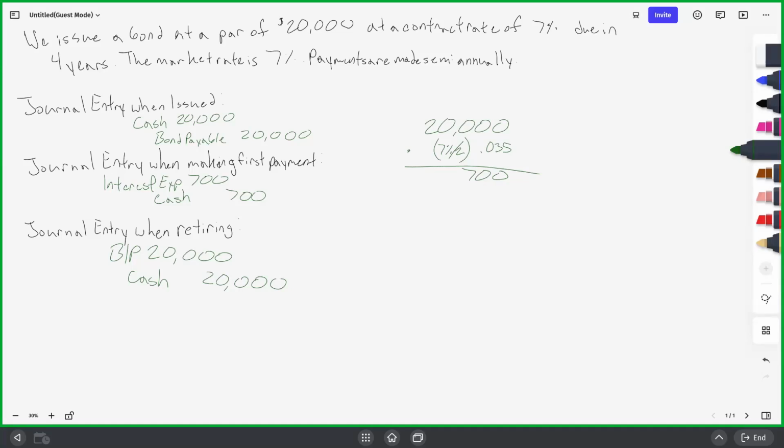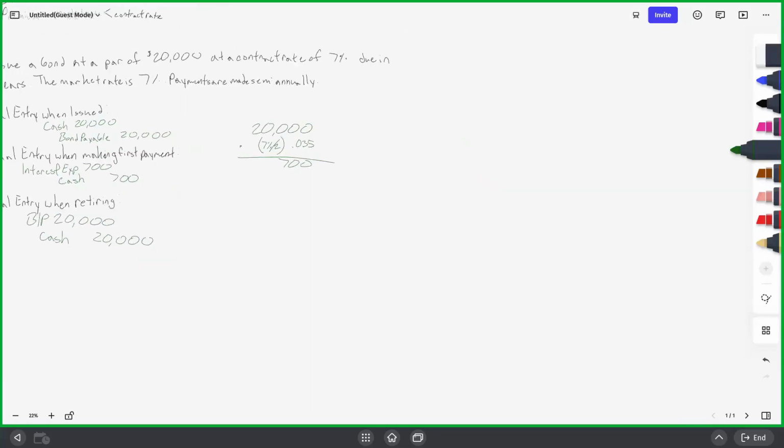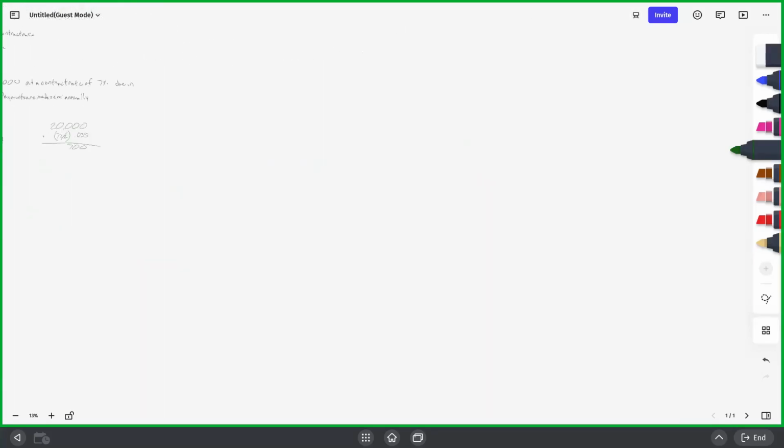So anyway, I want to spend 15 minutes on a discount problem and 15 minutes on a premium problem. Through both of those, if you guys have any questions about bonds, feel free to talk about them while we're solving these. But so far, do you guys have a good understanding? Yep.